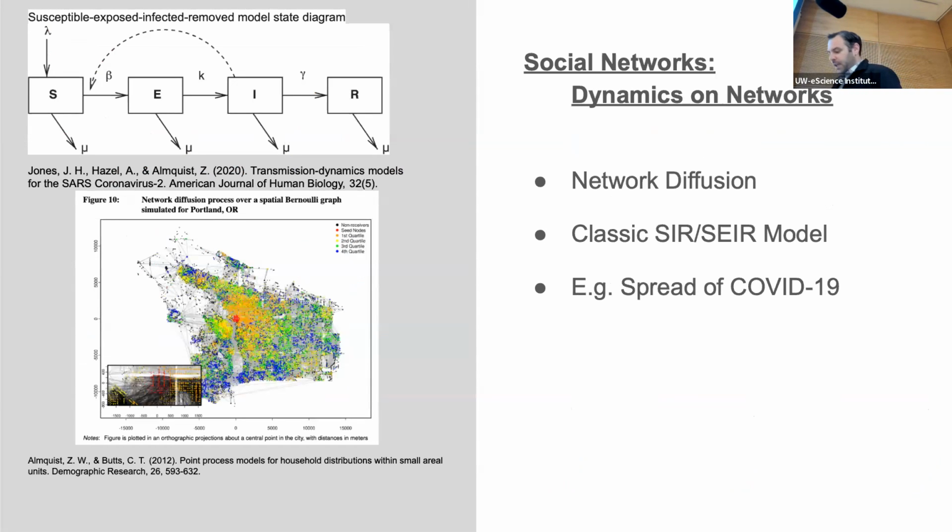The other thing, and I've sort of hinted at this a lot throughout the talk, is oftentimes what we care about is the dynamics on top of that network as the network changes. This is known sometimes as network diffusion. The classic SIR or SEIR model has been used very effectively to try to understand epidemic spreads as well as information spreads. In the current climate, COVID-19 is the typical example.